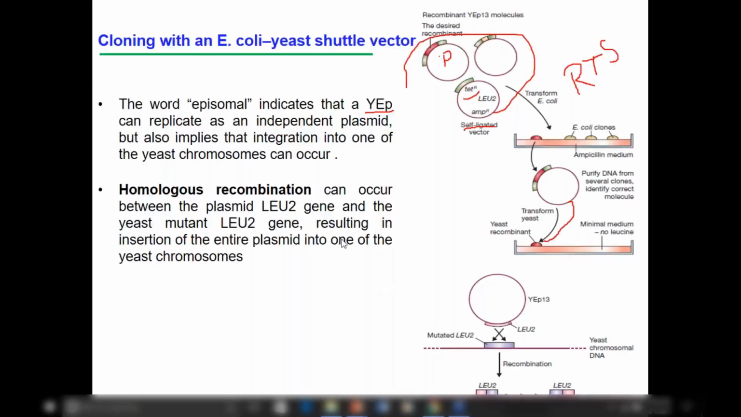So in the yeast, what will happen now? The plasmid contains the LEU gene, and the chromosome contains a mutated LEU gene. So once it goes inside, it undergoes homologous recombination and then gets integrated into the yeast chromosomal DNA. So it will become a part of the chromosome.